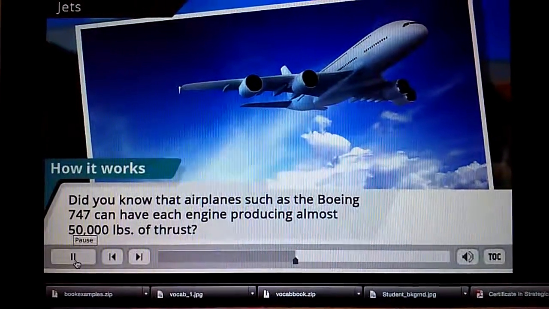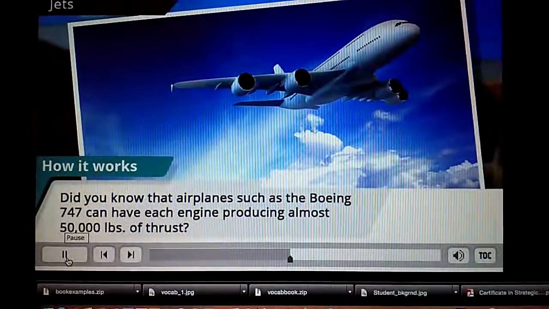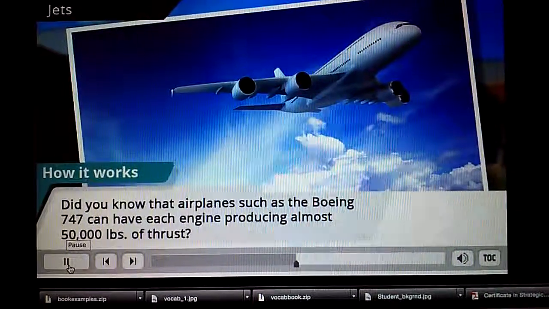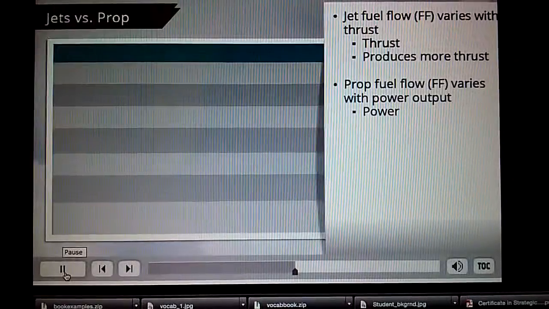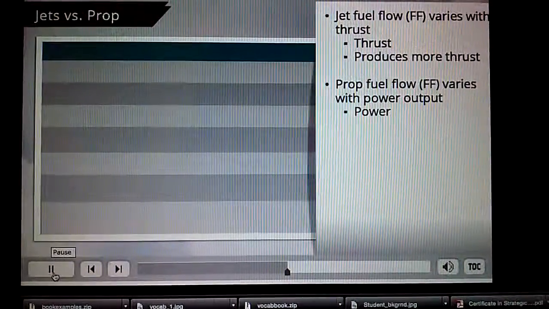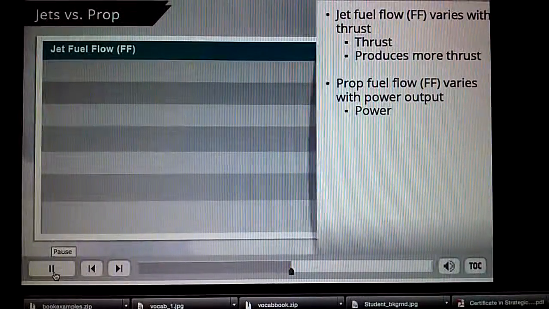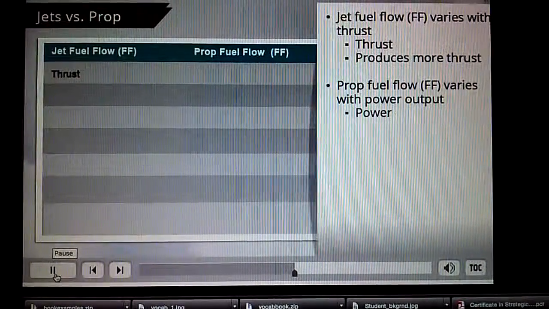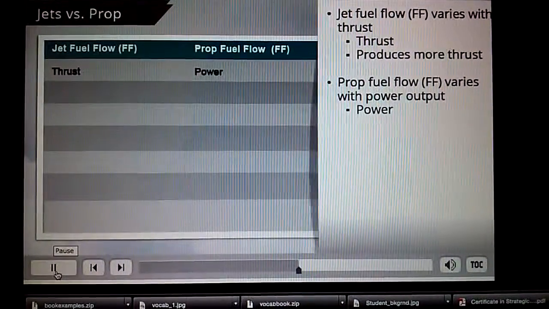Airplanes such as the Boeing 747 can have each engine, so that's 4, producing almost 50,000 pounds of thrust each. It's quite a lot of thrust. So let's look at the differentiation between jets and props in terms of fuel flow. We can differentiate fuel flow between props and jets. We say that jet fuel flow varies with thrust, so we say that jets are thrust producers, whereas prop fuel flow varies with power output, so we say that props are power producers.